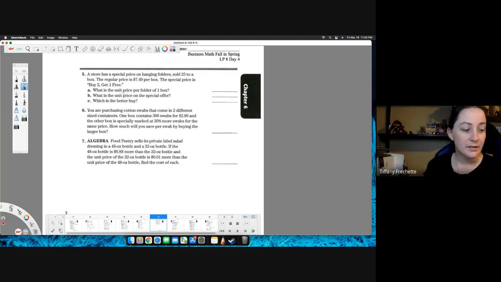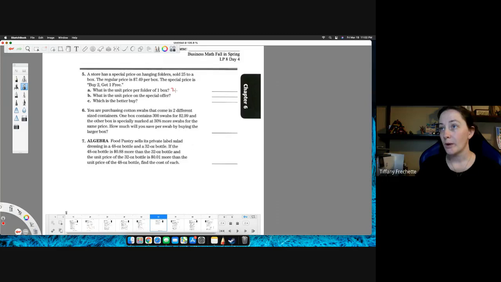Because a store has a special price on hanging folders sold 25 to a box. The regular price is $7.49 per box. The special price is buy two, get one free. So first you want to do what is the unit price? So the normal price per how many they normally have, and that'll tell you the unit price of one box.